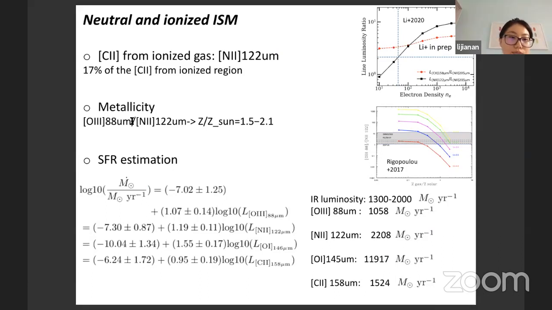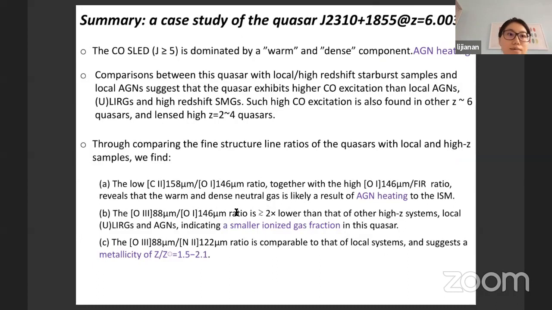And from these two luminosities, we derive a metallicity of 0.5 to 2 times the solar value. This means that this redshift 6 quasar is already metal enriched with solar metallicity. And we also use these line luminosities to derive the star formation rate. We find that except for the oxygen-1 line, the other lines give a reasonable estimate of the star formation rate. So here comes the summary.